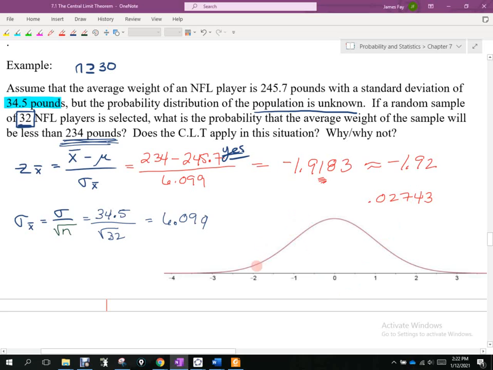0.002743. Okay? And what that means then, if I'm looking at negative 1.92 as my z-score, there's my z-score, negative 1.92, and this 0.027 is that area right there. Okay, so we're saying that there's a 2.7% chance that that group of 32 is going to have a mean weight of less than 234 pounds. Okay, so not likely to happen. Not unusual, but I don't think that's very likely to happen. Actually, it is unusual. Would be 0.05, right? So that is unusual.